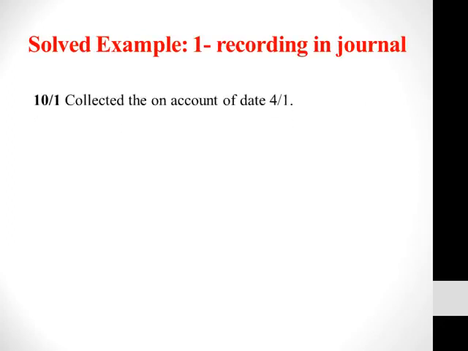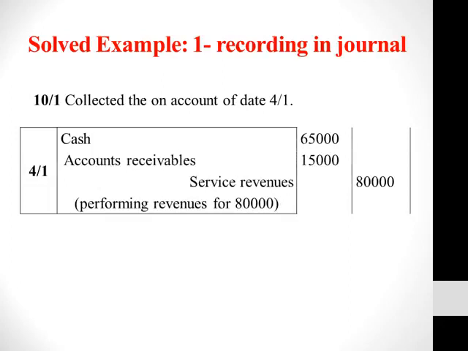One last transaction is collecting the on account of date for January. Let us go back and see what was the journal entry on the 4th of January. The journal entry was cash in the debit and account receivable in the credit for 15,000. This is what we are talking about in this transaction.